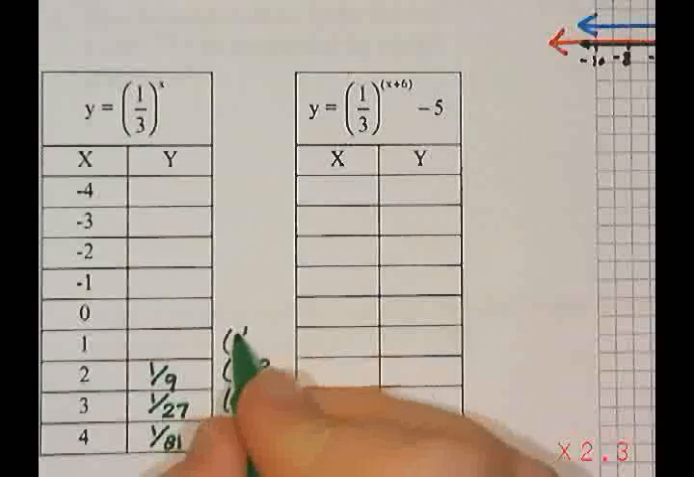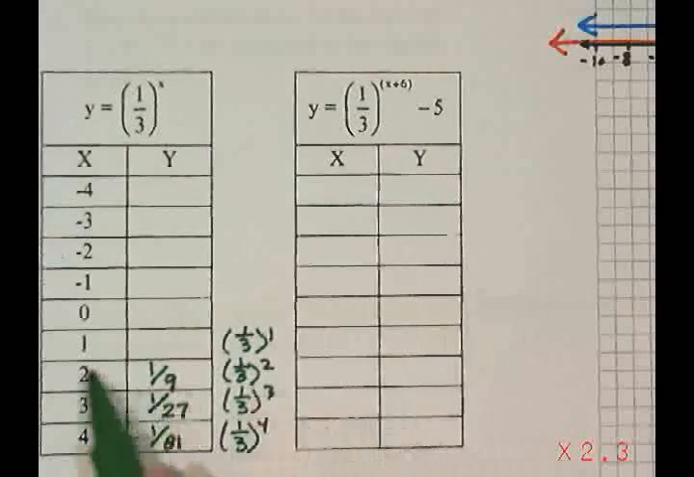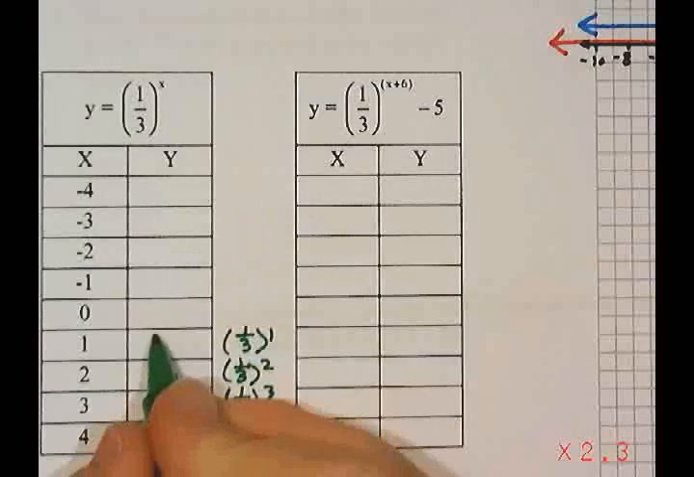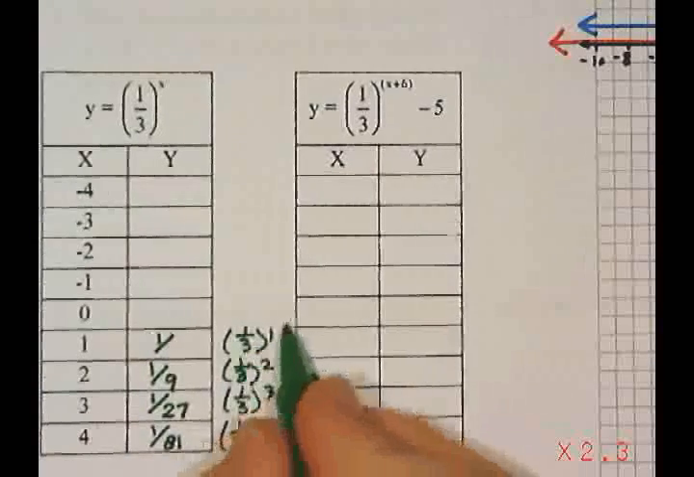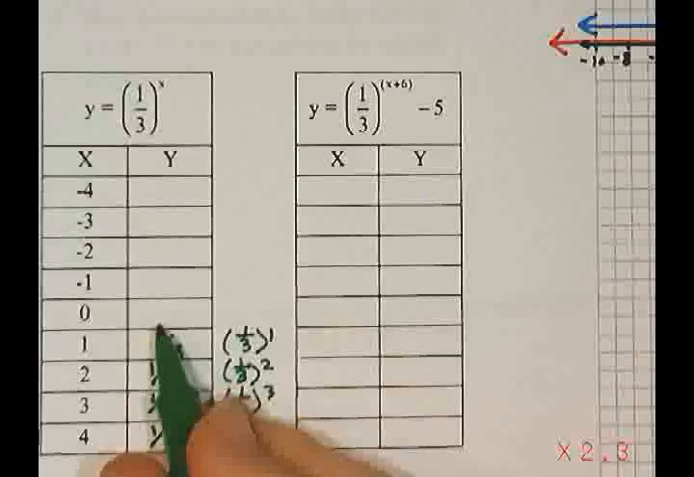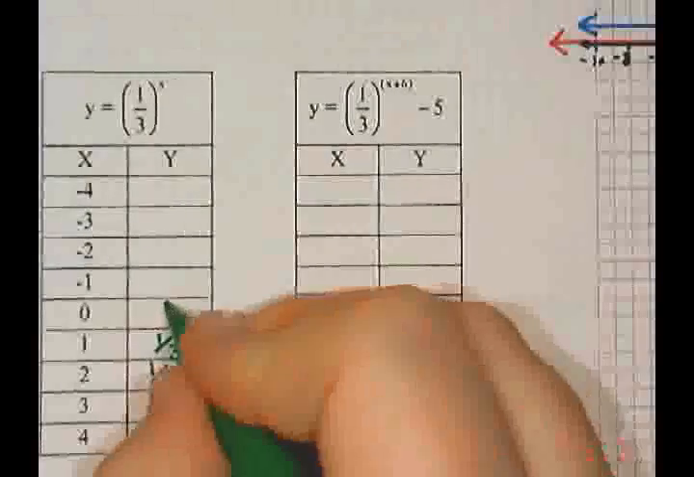And then to the 1. So 1/3 to the 1 is 1 over 1. 1 to the 1 is 1, and 3 to the power of 1 is 3. Anything to the power of 0 is always 1.